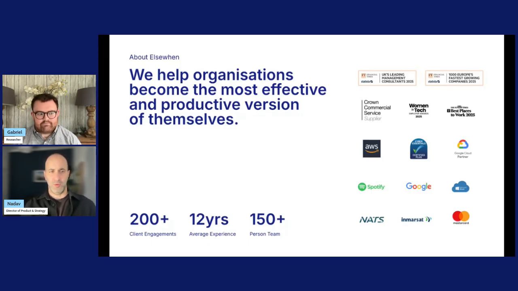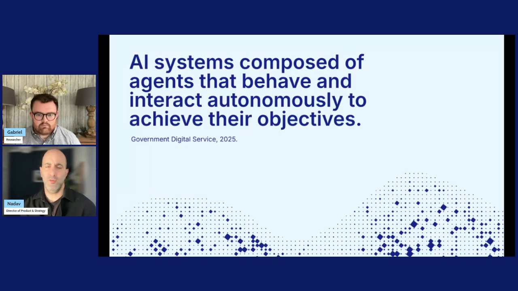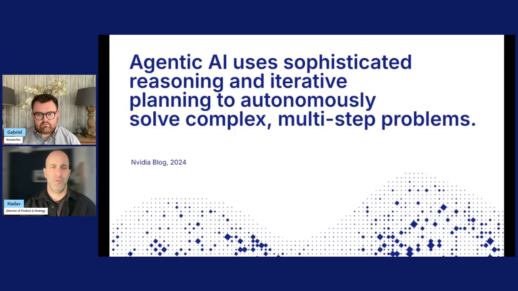But like Gaba said, today we're going to be talking AI, and in particular, agentic AI. To frame that conversation, I want to set the foundation for what we mean by agentic AI when we use that phrase. You would find different definitions across the web and potentially different talks you might have been listening to. I've chosen 2 definitions to begin with. The first one, which is very relevant in the context of the public sector, is a definition shared by GDS. GDS talk about agentic AI as AI systems composed of agents that behave and interact autonomously to achieve their objectives. The other definition is actually from NVIDIA.